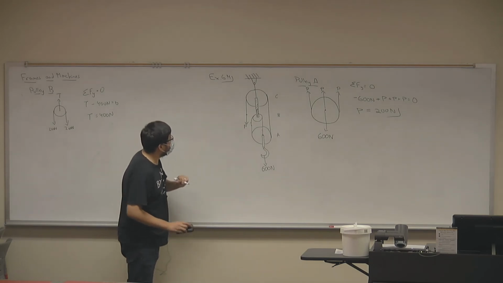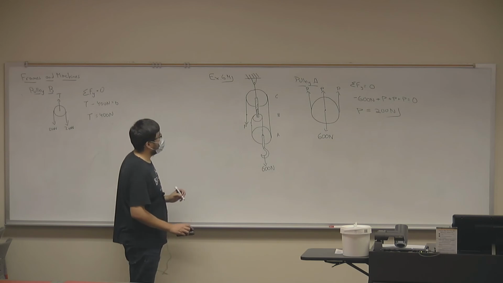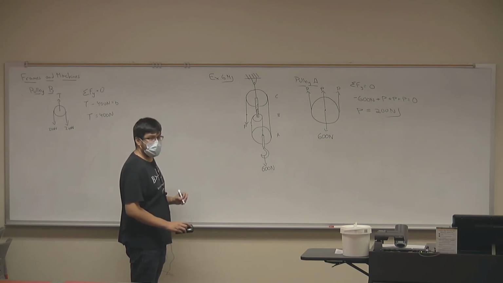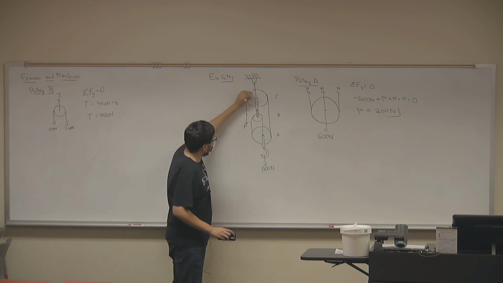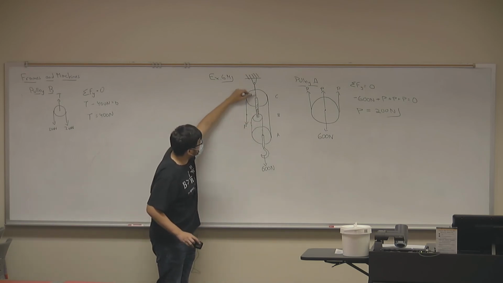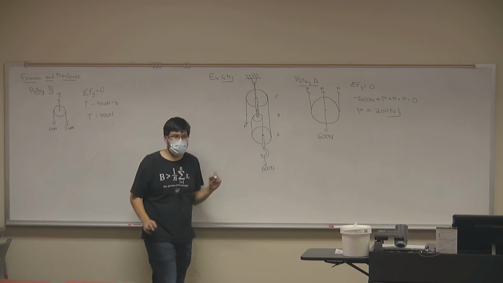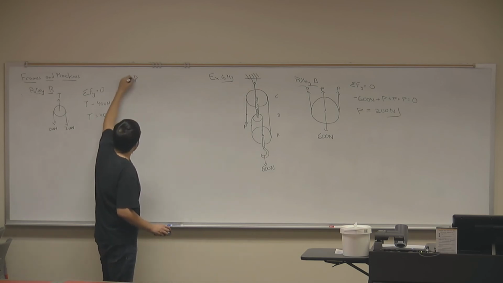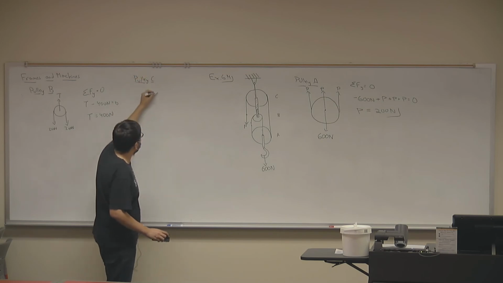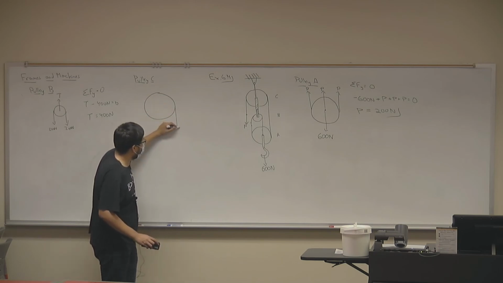Finally, I would like to know what is the reaction at this hinge. I can find the reaction at this hinge by looking at the system as a whole, or I could study pulley C and figure out what this tension is, because whatever this tension is will be what the hinge is experiencing. So if I look at pulley C, I think with this we can wrap up today's material. What time is it? 7:43. Yeah, with this we're going to have to wrap up today's material.